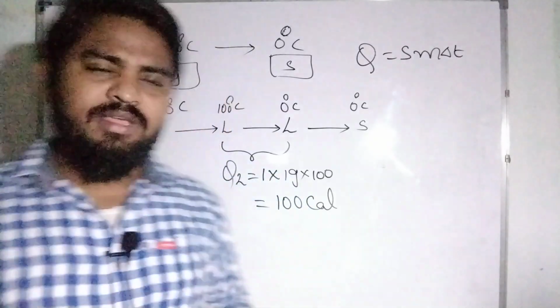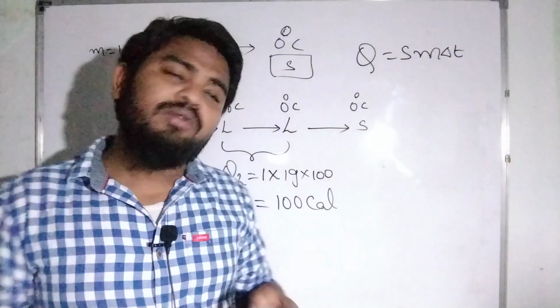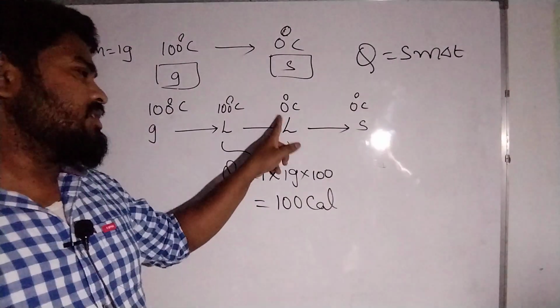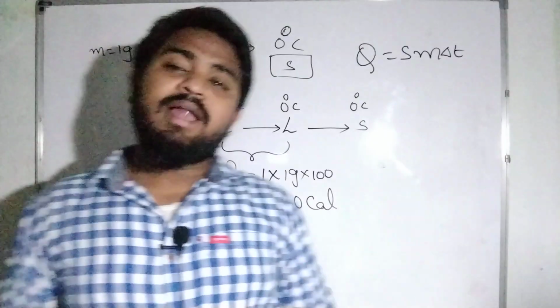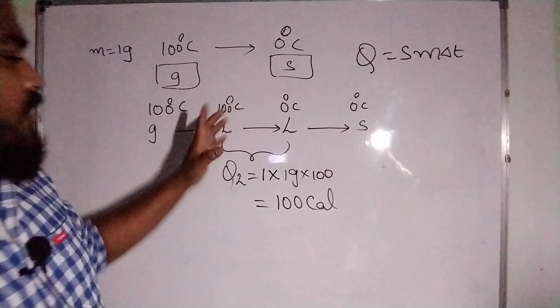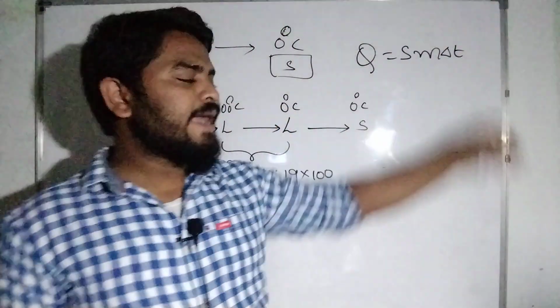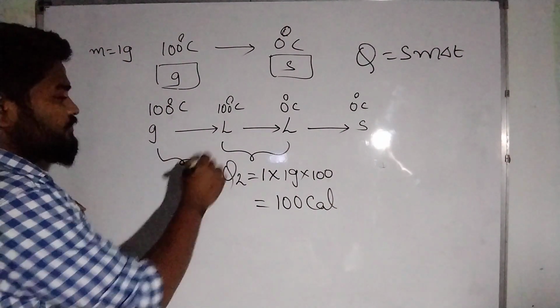In the same way, the liquid which is at 0 degrees Celsius, if you give 100 calories of heat energy, then its temperature increases to 100 degrees Celsius, right? So now, it's fine. By using this formula, you can calculate in this stage. What about in the first stage?